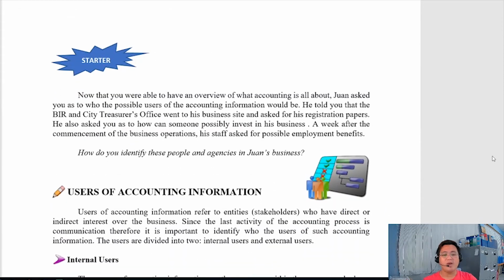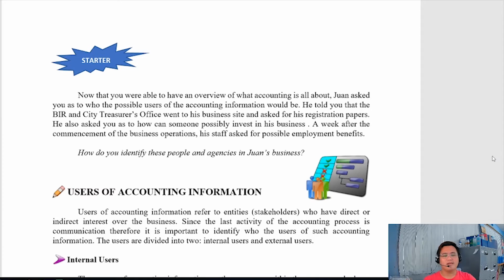Now that you were able to have an overview of what accounting is all about, someone asked you who the possible users of the accounting information would be. He told you that the PIR and the City Treasurer's Office went to his business site and asked for his registration papers. He also asked you how someone can possibly invest in his business. A week after the commencement of the business operations, his staff asked for possible employment benefits. Now, how do you identify these people and agencies in one's business?